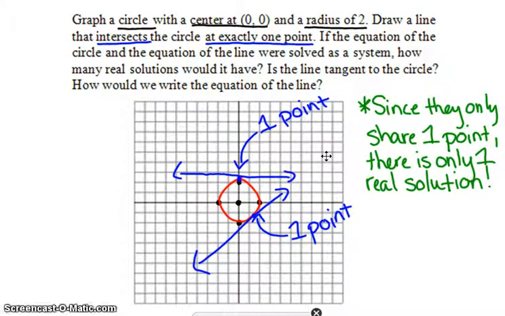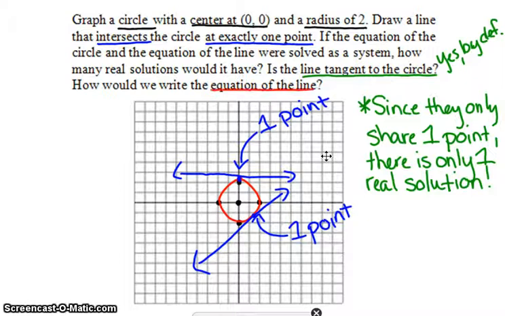Now we're back up here into the questions. So it's asking, is the line tangent to the circle? Well, if you think about it, if it only touches it one time, that's based on one of those definitions we just talked about. Yes, by definition, it is a tangent line. And then it wants to know, the last question, how would we write the equation of the line?